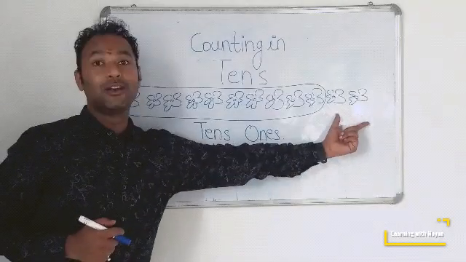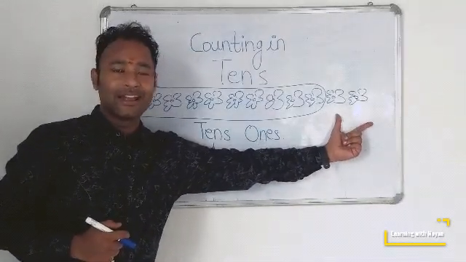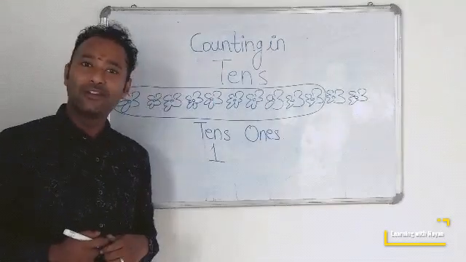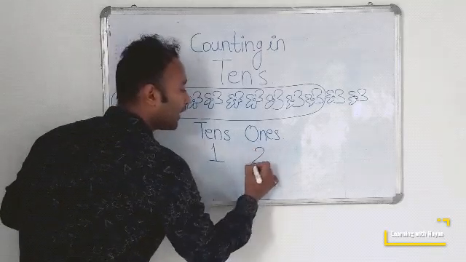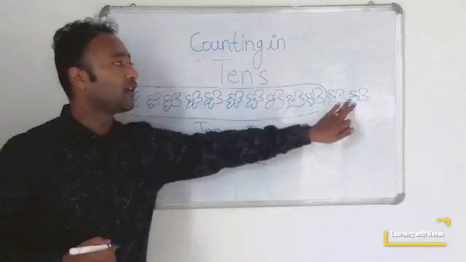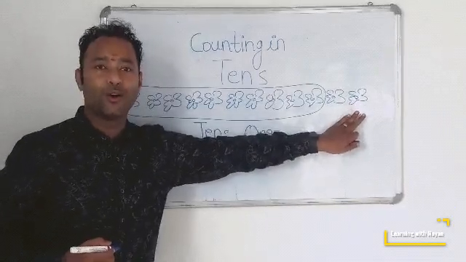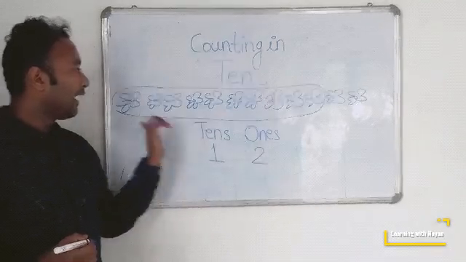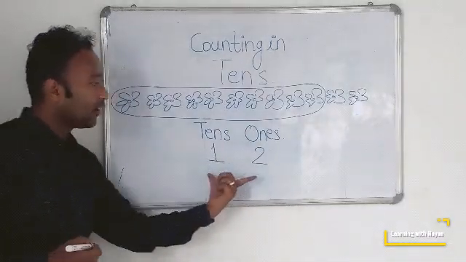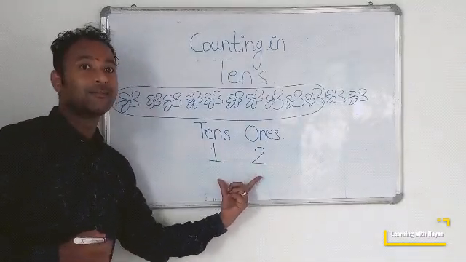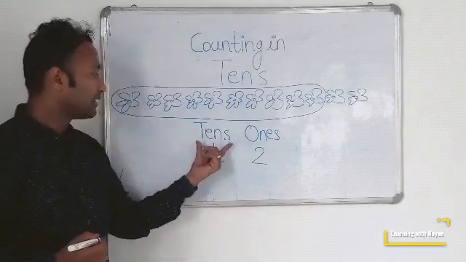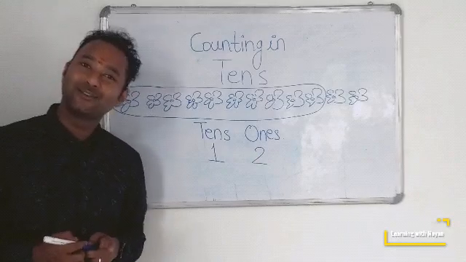So how many loose flowers are there? Or you can say, how many remaining flowers are there? There are 2 flowers. So you will write 2 in ones, because they cannot form a bundle of 10. In total, here we have counted how many flowers? 12 flowers, and here also it is 12 flowers, but we have differentiated in the form of tens and ones. Understood students?